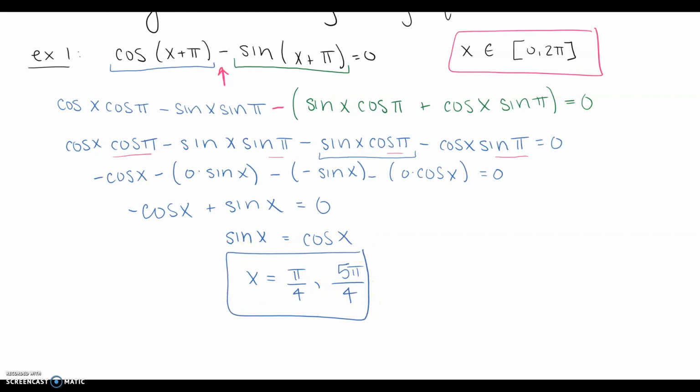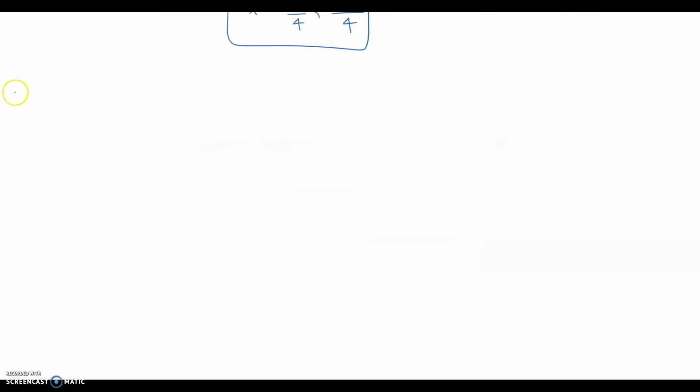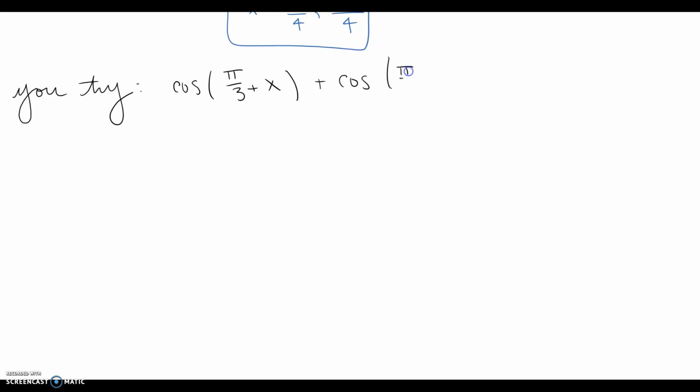So now, I'd like you guys to do a you try. I'm going to give you cosine of pi over 3 plus x plus cosine of pi over 3 minus x equals root 3 over 2 when x is an element between 0 and 2 pi. So please pause your video, do this problem on your own, and when you have finished, you can hit play and I'll go over the rest of the problem.